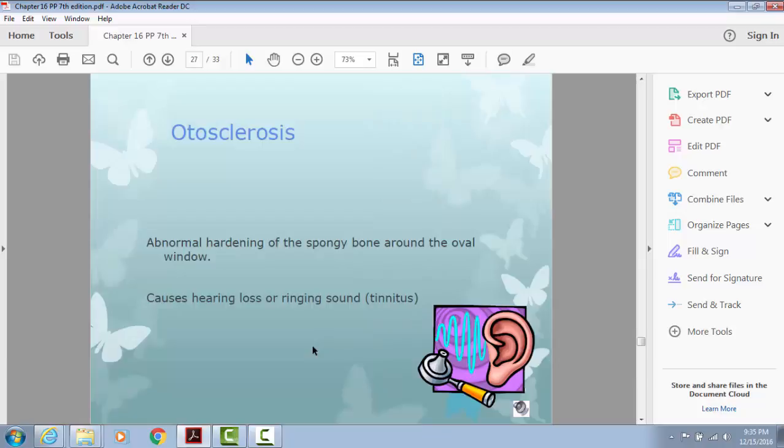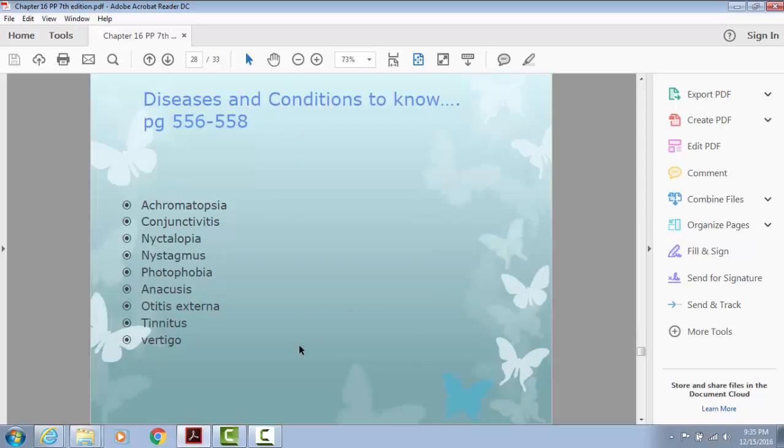Otosclerosis, then, is a condition that is an abnormal hardening of the spongy bone around the oval window. For this, it causes hearing loss and a ringing sound in their ears called tinnitus. Turn in your book to page 556 for the diseases and conditions that you need to know. The first one is achromatopsia, and that is severe congenital deficiency in color perception, also called complete color blindness.